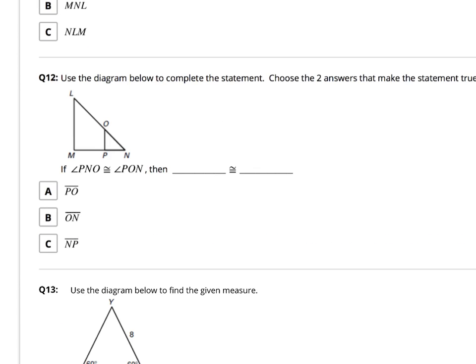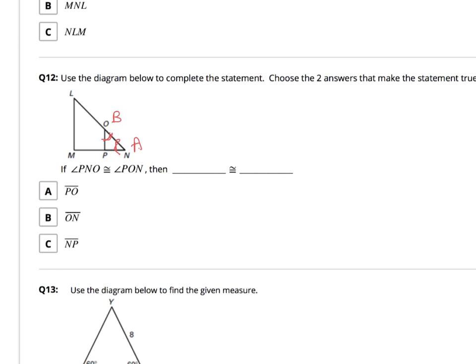Question 12, just like 11, we got to figure out what we got to put in here to make this true. Now this one's a little different. They're telling us that PNO, this little angle right here, and we'll call that angle A, is congruent with PON, which is this guy right here. We'll call that angle B. Okay. So if those 2 angles are equal, which segments are equal to each other? Which sides? Okay, so you got PO, ON, or NP.